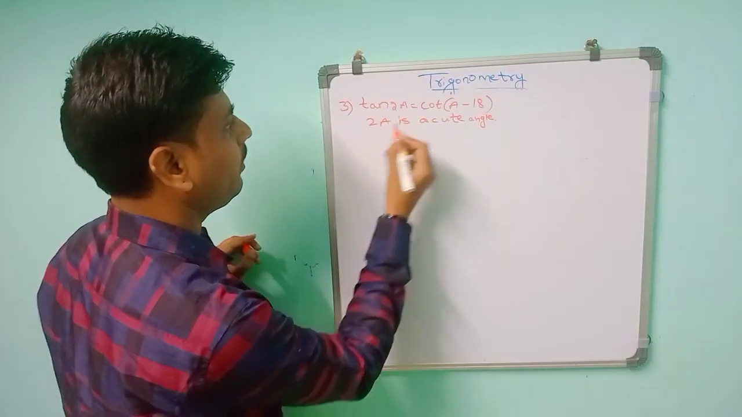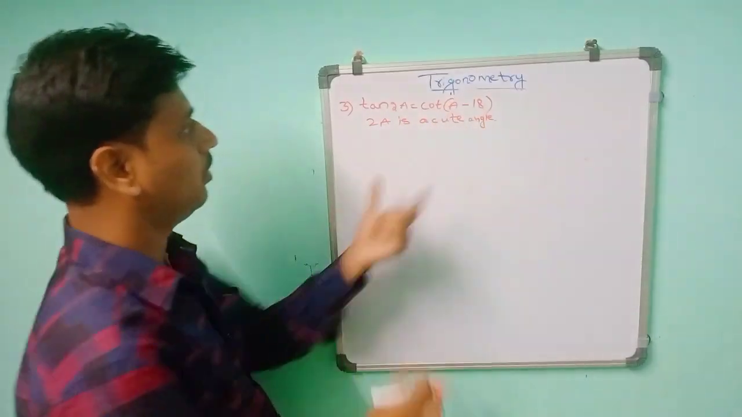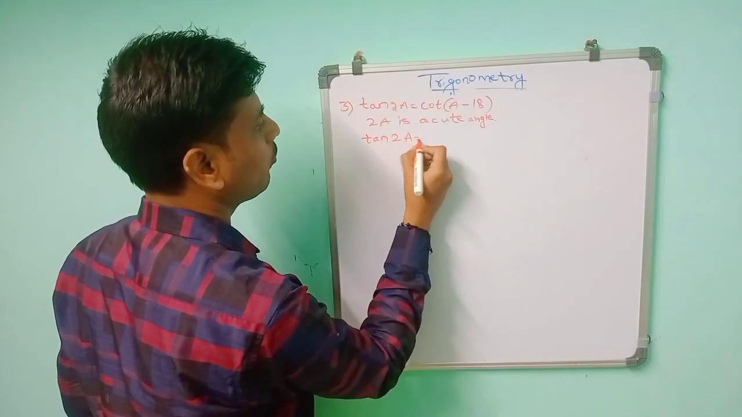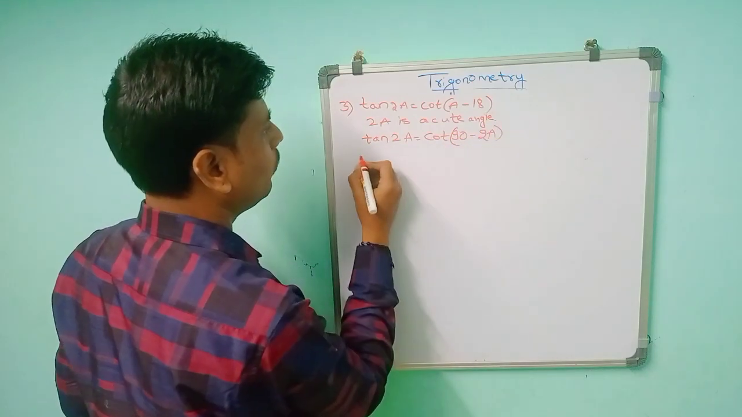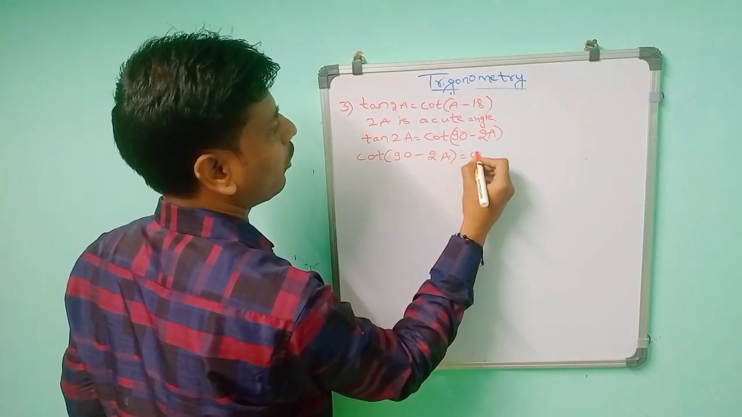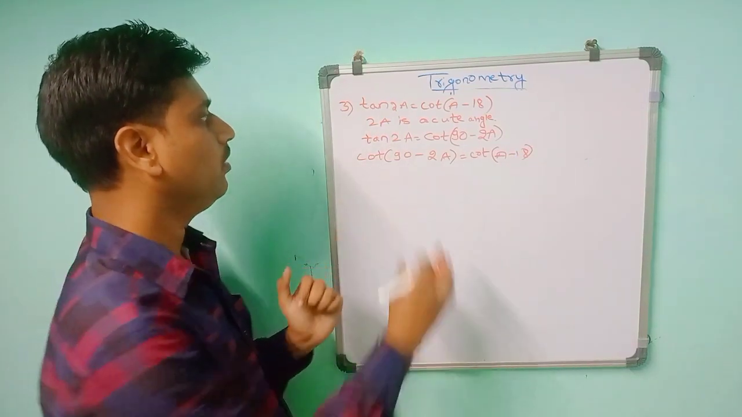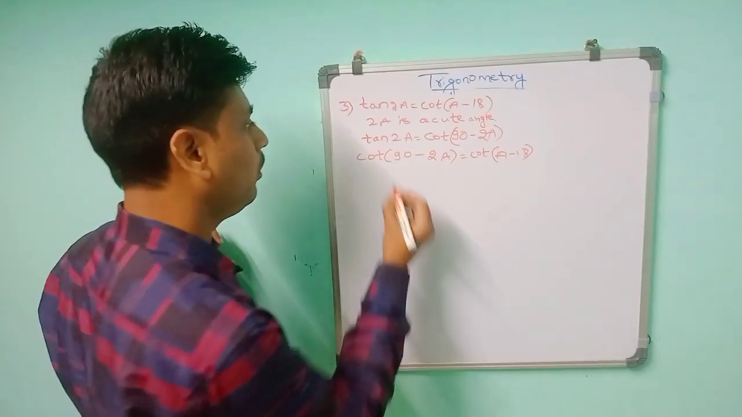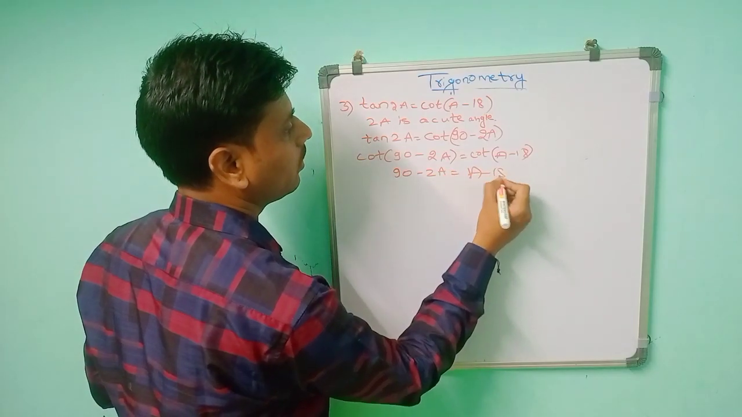So we can write tan in terms of cot because we know the complementary angle. We make both sides cot. So I will take tan 2a as cot of 90 minus 2a. So it will be cot of 90 minus 2a is equal to cot of a minus 18. We can equate these two angles because these two are acute angles. So 90 minus 2a is equal to a minus 18.